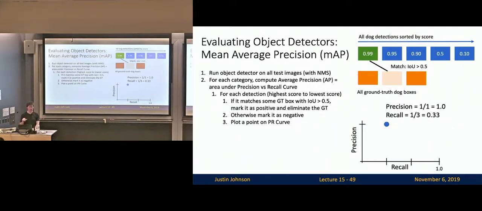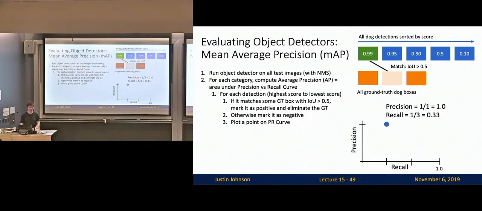For that correct detection, we can compute one point on a precision recall curve, now that we're considering only the top scoring detection coming out of our model. The precision is the fraction of our detections that are actually true, and the recall is the fraction of the ground truth that we hit. In this case, considering only the top detection, our precision is 1 out of 1, 100%, and our recall is 1/3, because among the set of detections we're considering, we cover 1/3 of the true ground truth detections. That gives us one point on a curve where we plot precision versus recall.